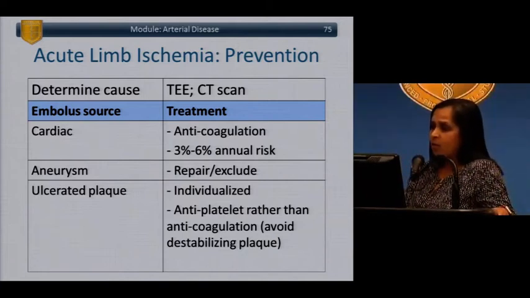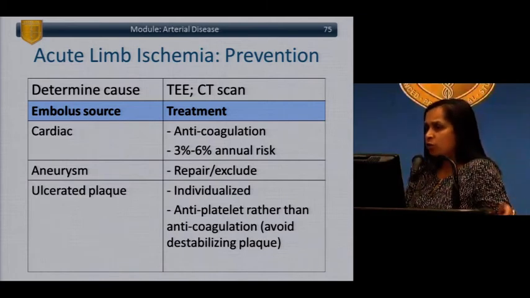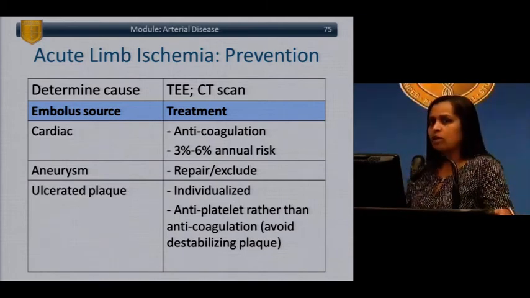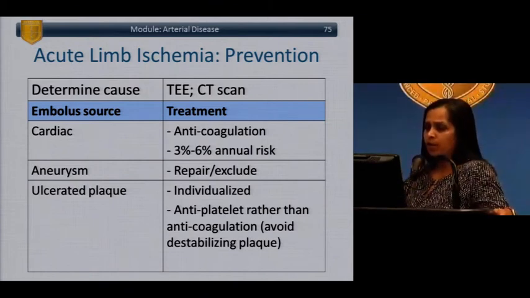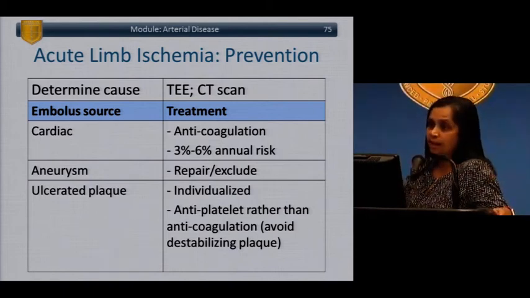And then sometimes we'll see emboli from ulcerated plaques in different locations, and the treatment of this is individualized. If the plaque is generally located in an area that we can readily repair, especially with an endovascular treatment, then we think about repairing it, putting a stent across it. Antiplatelet agents are the appropriate treatment in a patient who has embolized from a plaque.